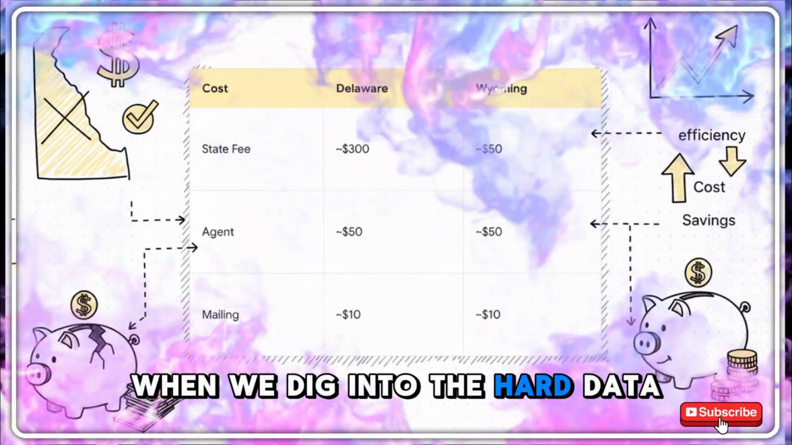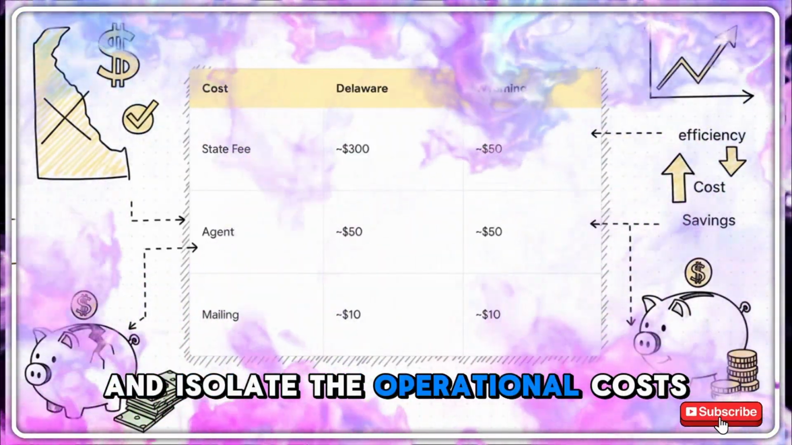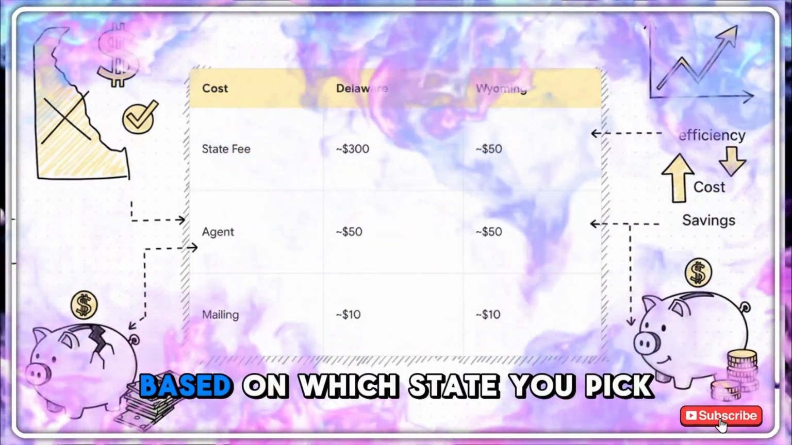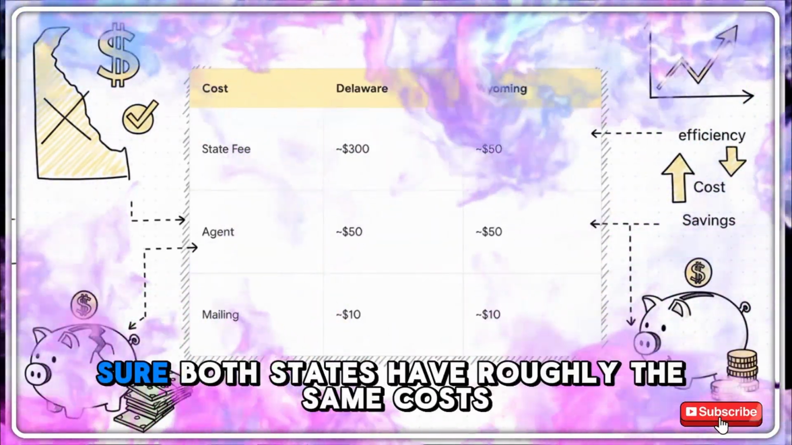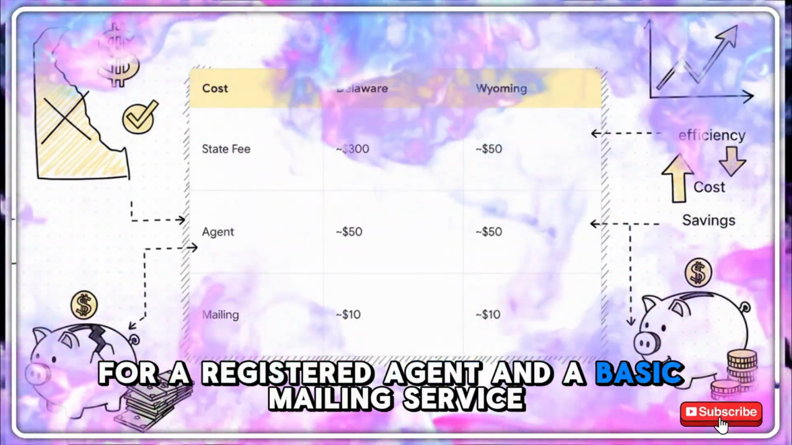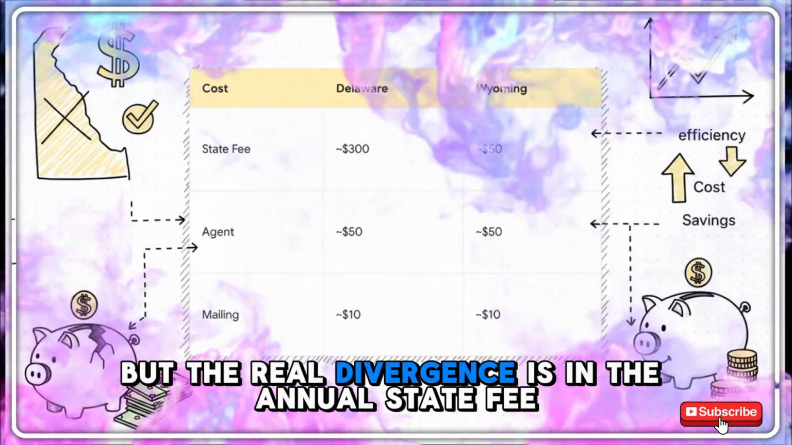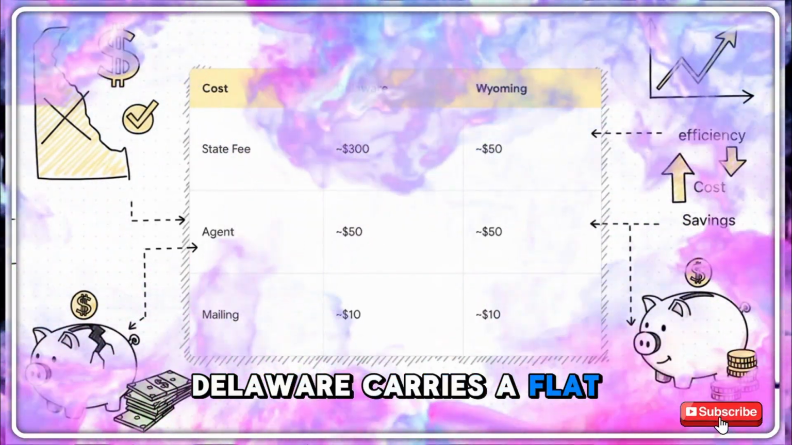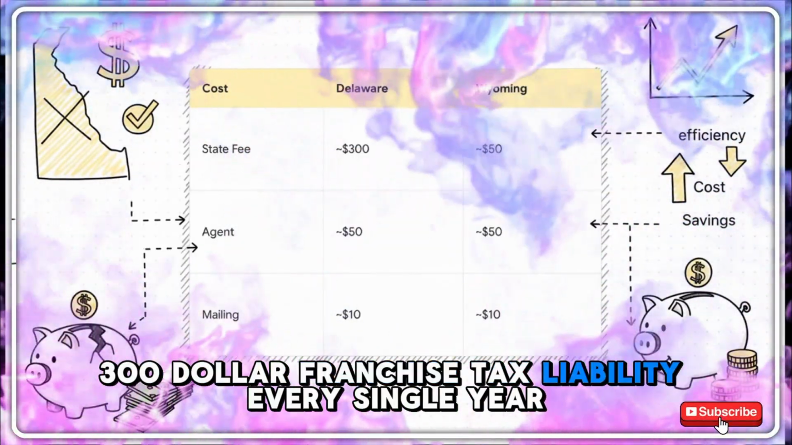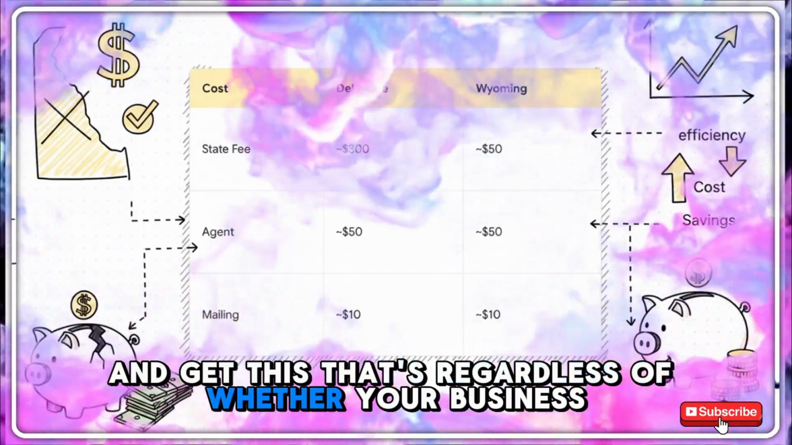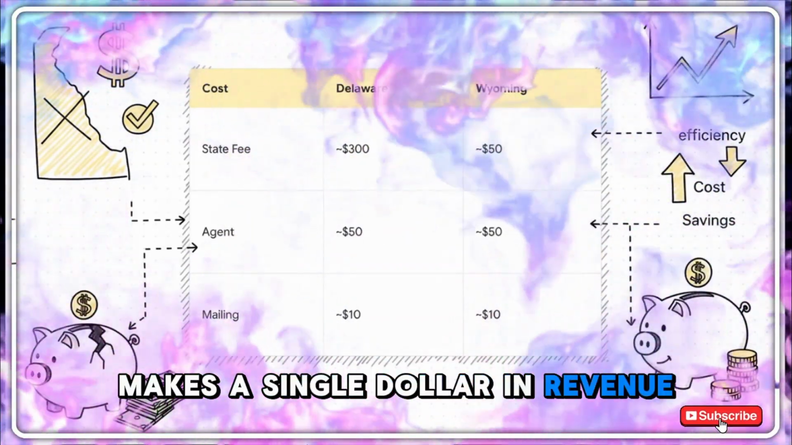When we dig into the hard data and isolate the operational costs, a very clear cause and effect relationship emerges based on which state you pick. Sure, both states have roughly the same costs for a registered agent and a basic mailing service, but the real divergence is in the annual state fee. Delaware carries a flat $300 franchise tax liability every single year. And get this, that's regardless of whether your business makes a single dollar in revenue.